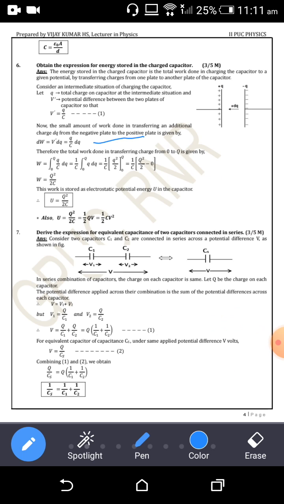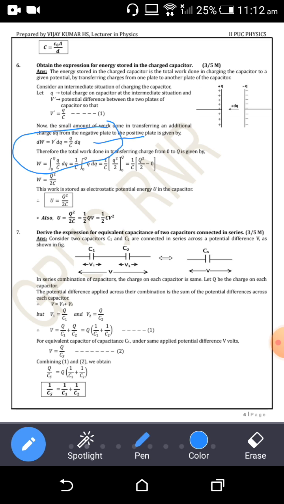Now we need to calculate the work done in moving all the charges from one plate to another plate. That is, we need to calculate the total work done in transferring the charge from 0 to capital Q. 0 is the initial stage and Q is the maximum, where the capacitor is charged to the maximum state. Hence, as you know, we will integrate this equation, that is dw is equal to q divided by c dq.